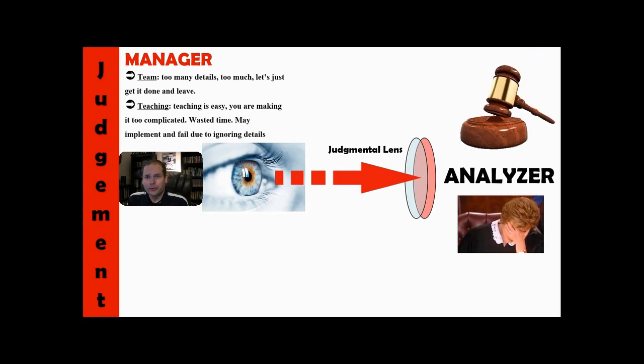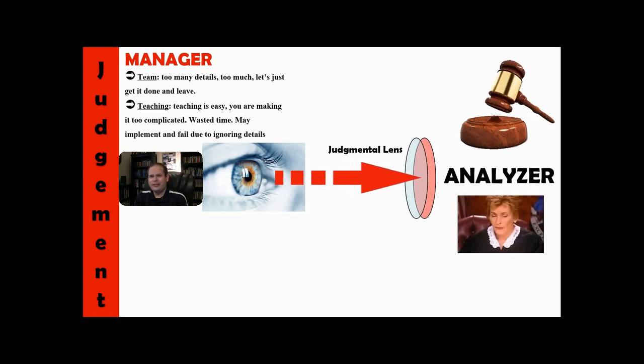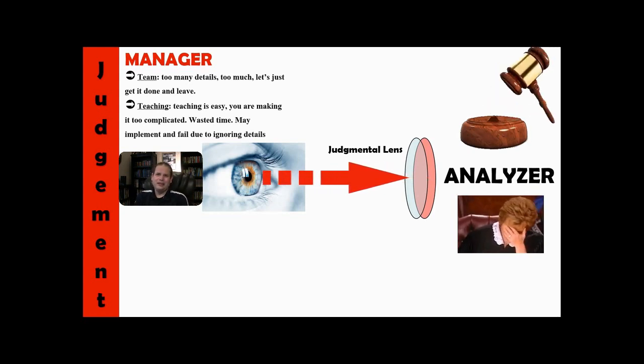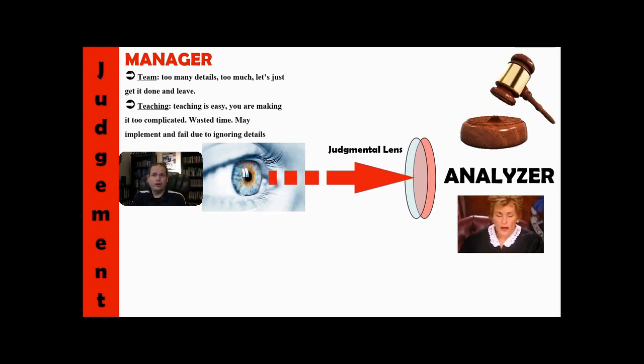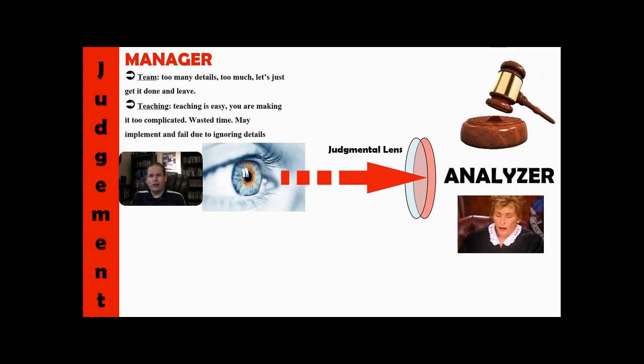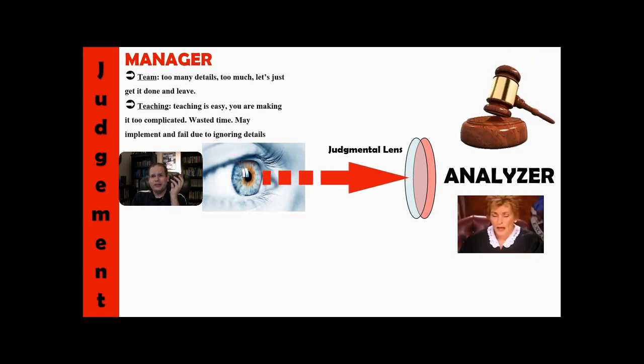So that's how managers tend to judge analyzers on a team. Now in a classroom, a manager would say, hey, teaching's a lot easier than you're making it out to be. There's too many details, you're trying to make it too complicated, you're just wasting your time. Teaching's easy. You'll notice that the manager's color is red. There tends to be a lot of conflict between managers and analyzers in their viewpoints, because managers want things quick, analyzers need things slow. And so there can be some tension between the two.